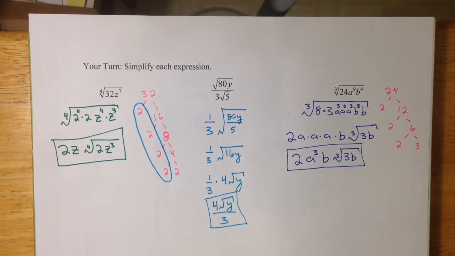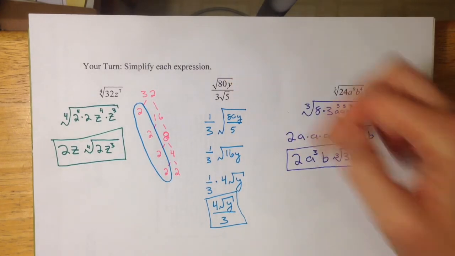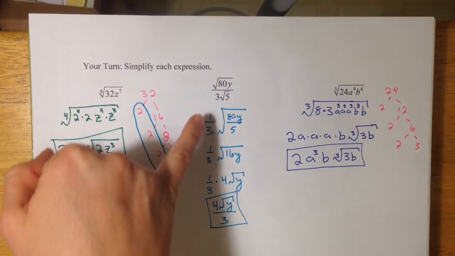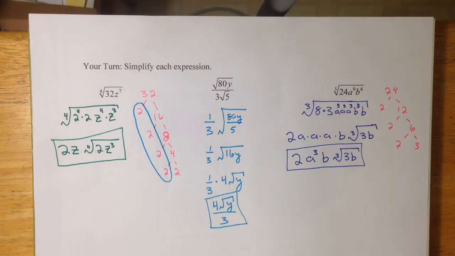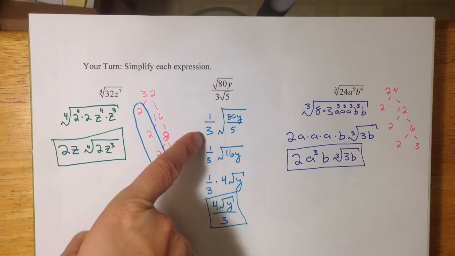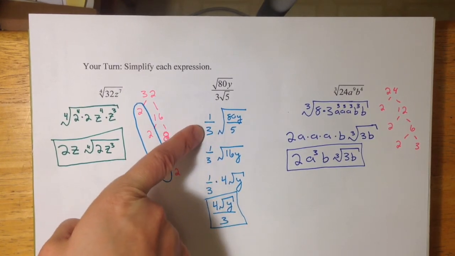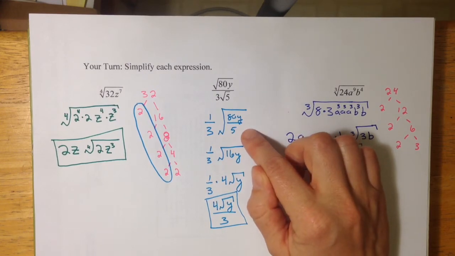Now my second problem had a fraction with the square root of 80y on top and 3 times the square root of 5 on the bottom. I want to smush these two square roots together, but I have to be a little bit careful that I don't lose track of that 3, which is not in the square root. Because the 3 is in the denominator, I need to keep it in the denominator, which leaves me with a 1/3 out front, and then the square root of 80y over 5.